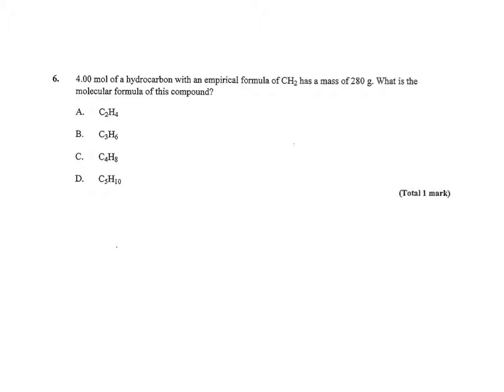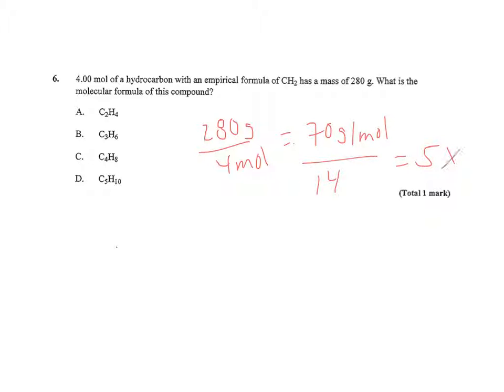Number 6 should have been relatively quick. It says you have 4 moles of a hydrocarbon with an empirical formula CH2, and it has a mass of 280 grams. So the only little catch here is that you have to realize it's 280 grams in 4 moles, which means the molar mass is actually 70 grams per mole. Since it's CH2, we're talking roughly empirical mass of 14. So when I divide here, I get 5 times, which makes my formula C5H10, or letter D.